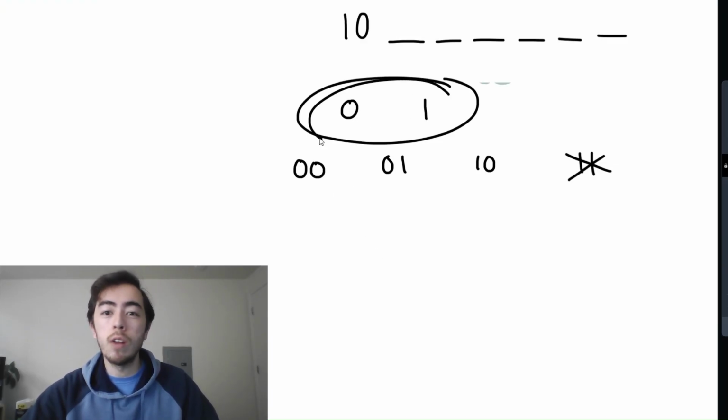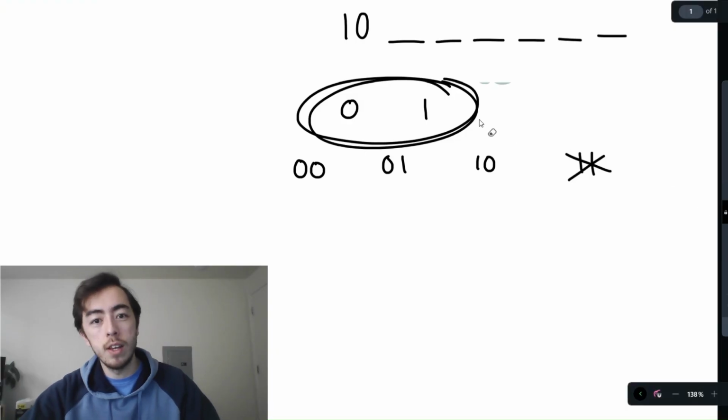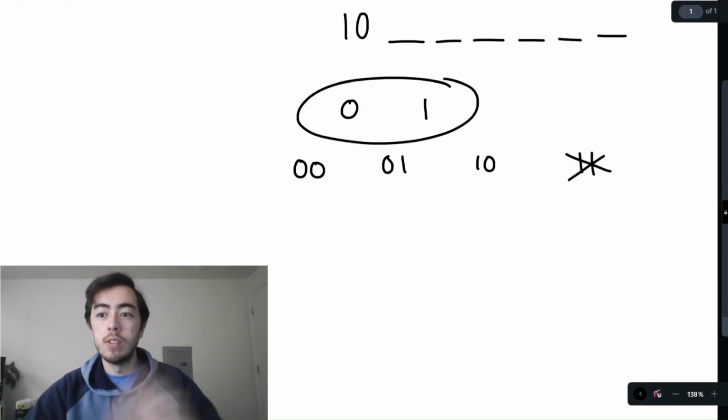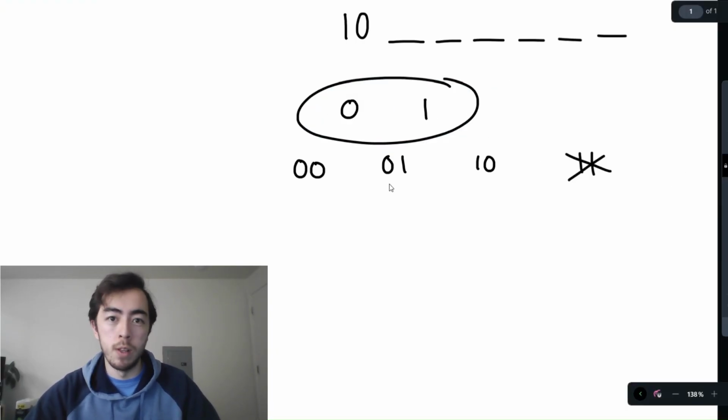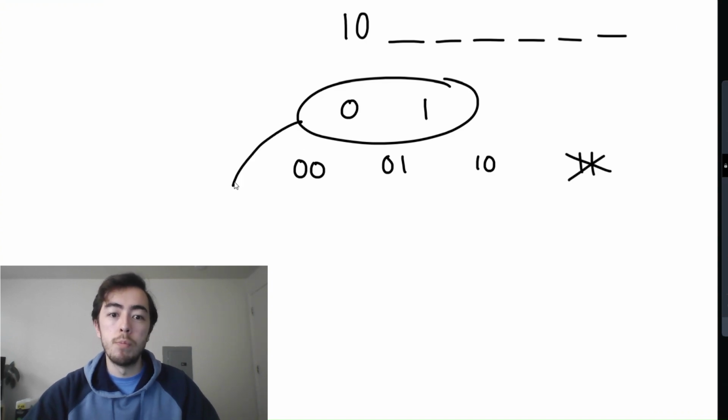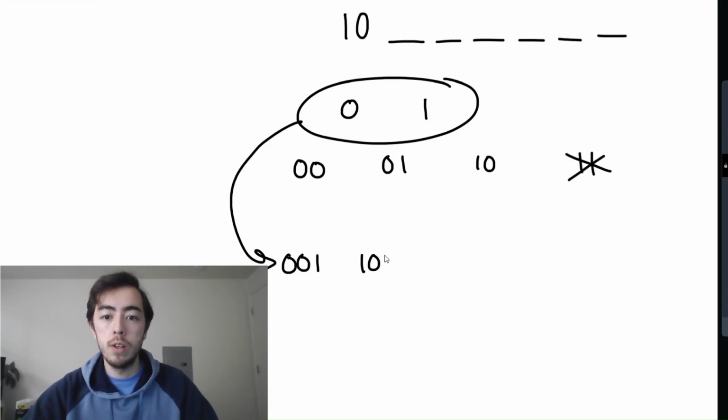And then regardless of whether I have a 0 at the end or a 1 at the end, the 0, 1 will make sure I'm not doubling up on any ones. So both of these could turn into new options. It's 0, 0, 1 or 1, 0, 1.